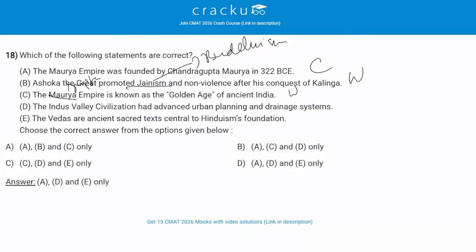The Indus Valley civilization had advanced urban planning and drainage system. This is correct. The Vedas are ancient sacred texts central to Hinduism's foundation. This is also correct. So basically A, D are correct. So option D is the correct answer.